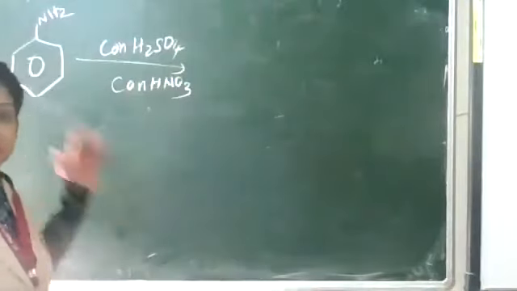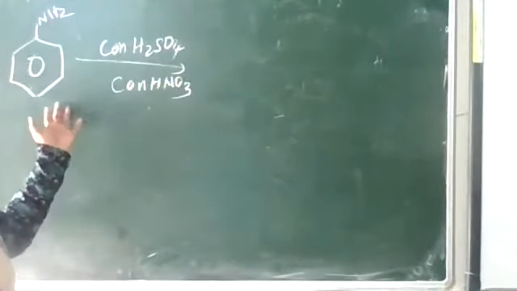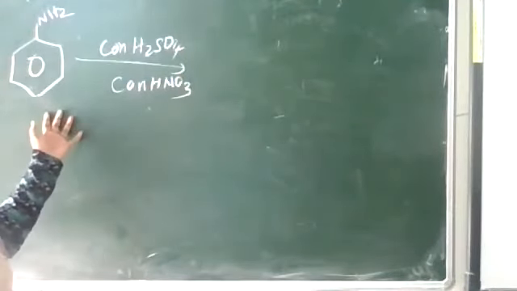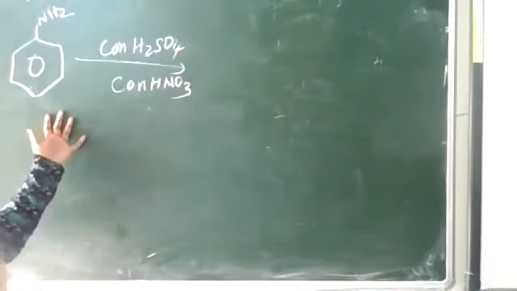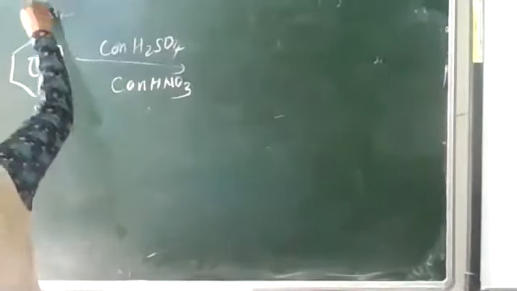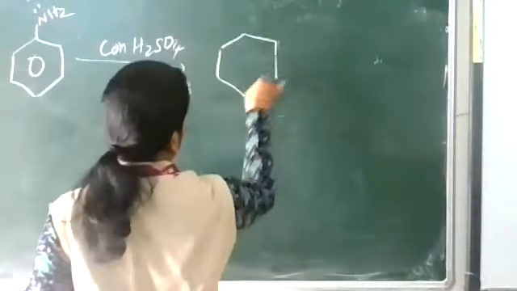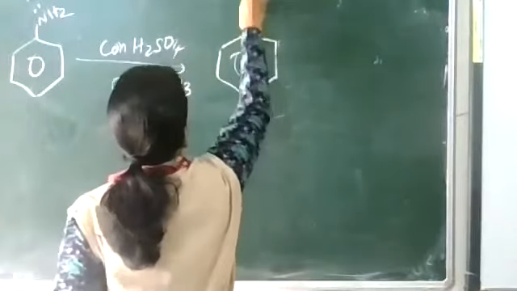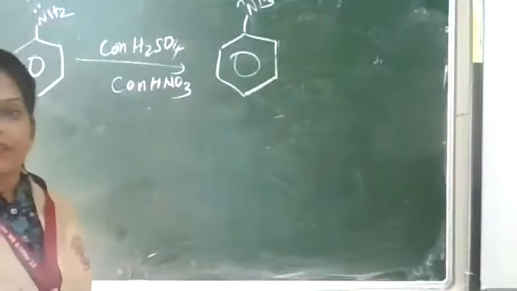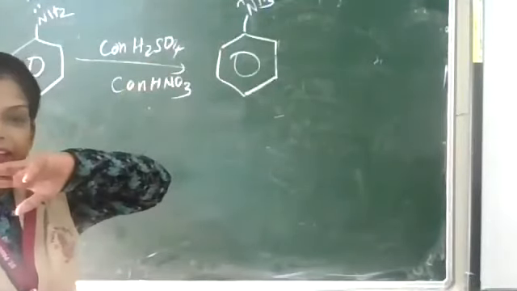Highly acidic medium. This is a base. You are going to nitrate this. This is a base. Phenol was acidic, but this is a base. In strongly acidic medium, what will happen? This pair of electrons will be utilized to make a bond with H+. Instead of going for nitration, first this will form NH3+.